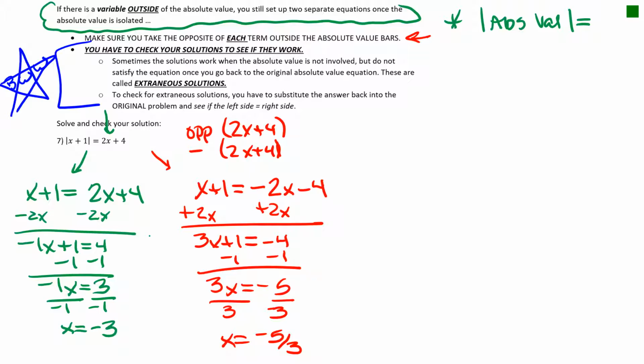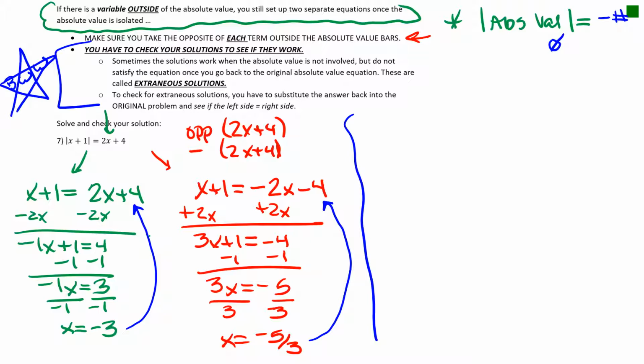What that means is this -3 works for this equation, this -5/3 works for that equation, but does it work when the absolute values are in there? Because remember, if I get the absolute value equal to a negative number, it doesn't work. So over here, I'm going to put my check. These get a little messy, guys. So I'm going to take the original problem, absolute value of x plus 1 equals 2x plus 4, and I'm going to use x equals -3, okay?